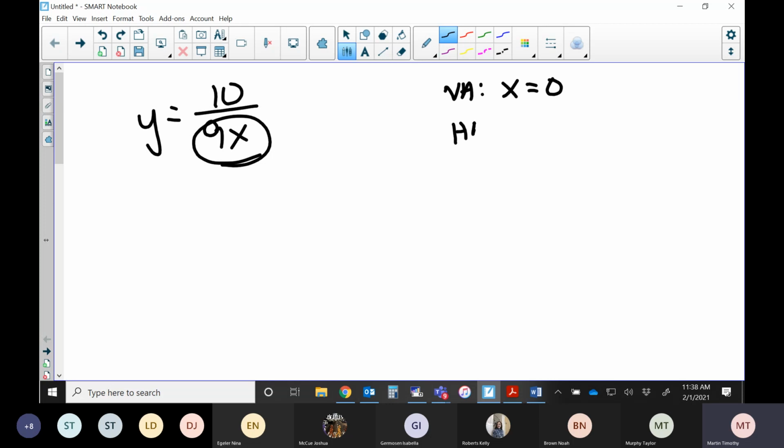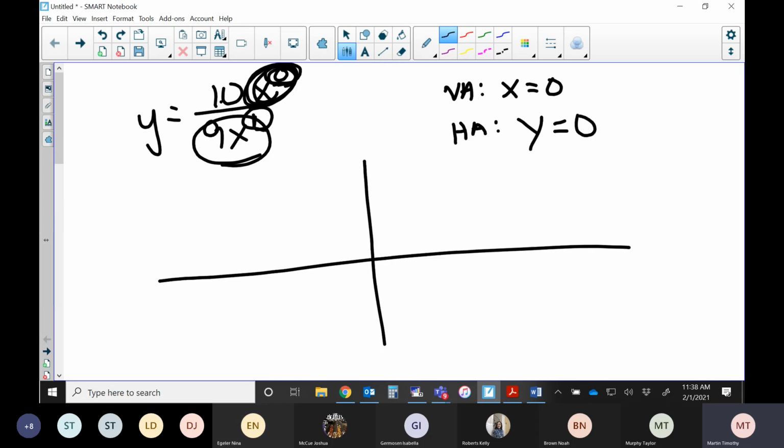And then for my horizontal asymptote, I'm going to look at this. The power of my top technically is 0, because anything to the 0 power is 1, and 1 times 10 is still 10. So I can add that in here, and that tells me my top power is 0. My bottom is 1, which means my top is smaller than my bottom. And every time the top is smaller than your bottom, y equals 0.